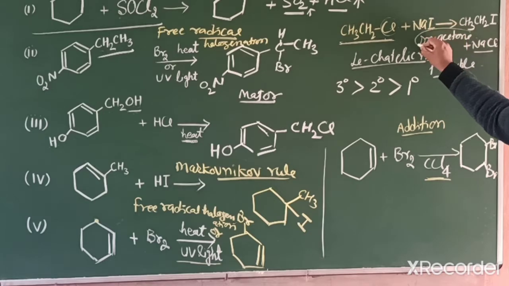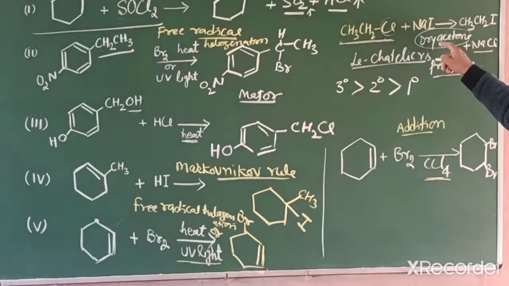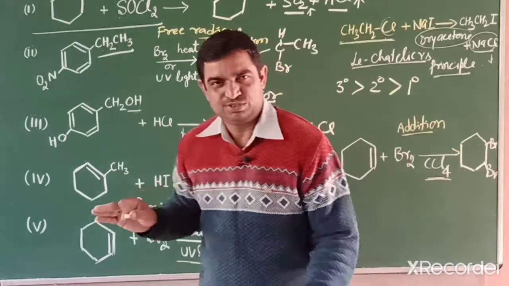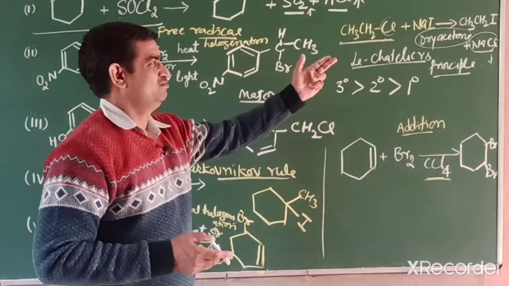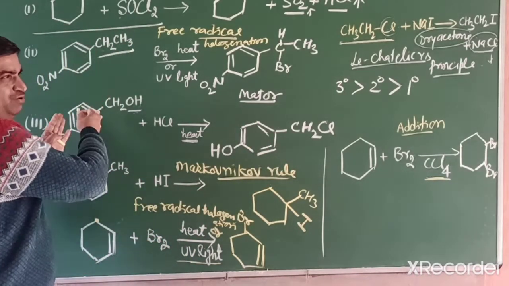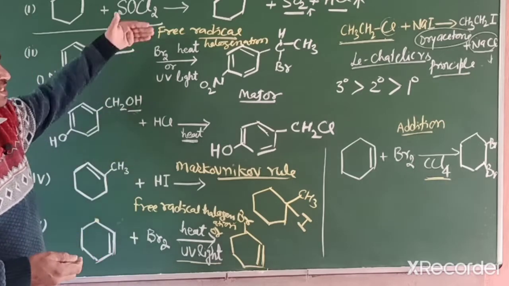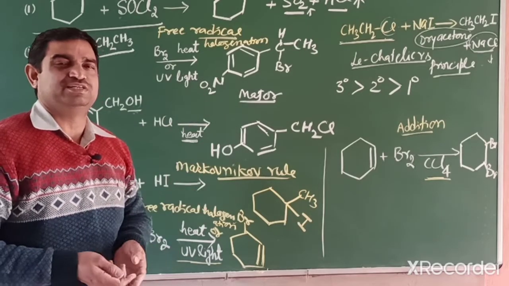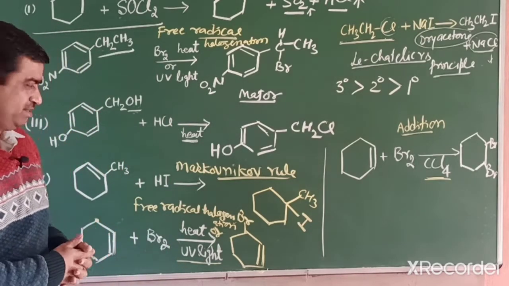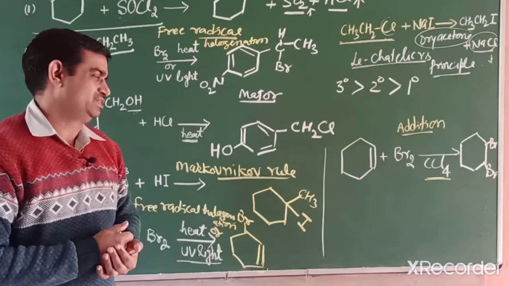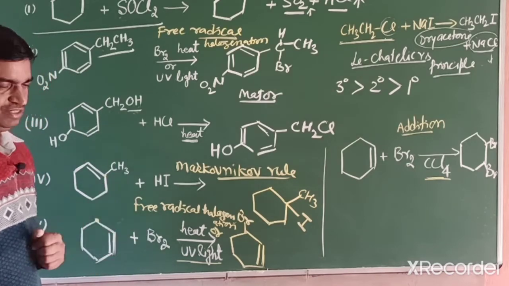So what is the role of dry acetone? Dry acetone removes the NaCl as a precipitate. So this reaction is driven towards the product side. This comes in the exam as a reasoning question: what is the role of dry acetone in this reaction? Or you are only asked to write the product. So see the reaction conditions first, and then find out which carbocation is stable, which hydrogen is more reactive, like in allylic position, and whether addition reaction or substitution reaction occurs. This one is free radical halogenation.